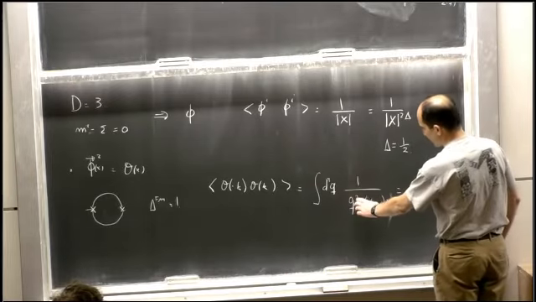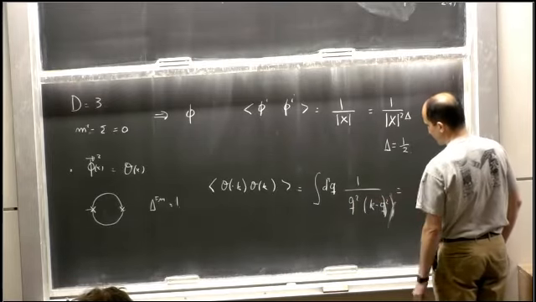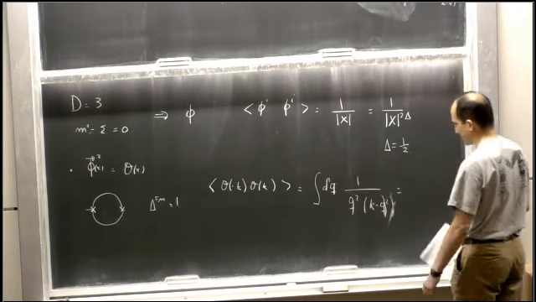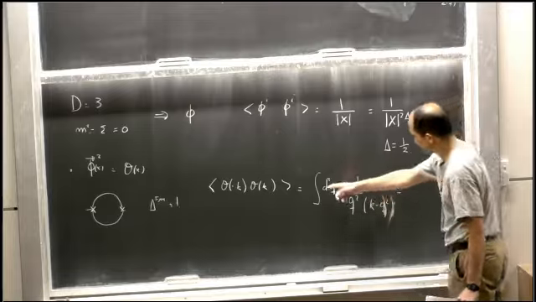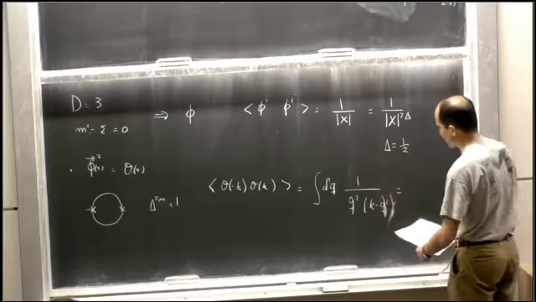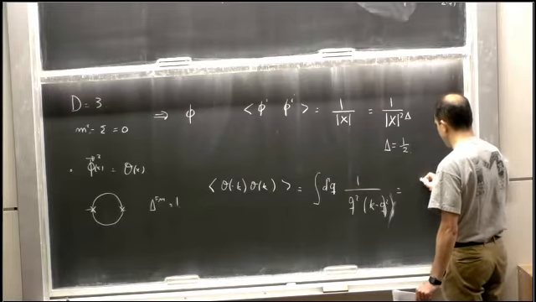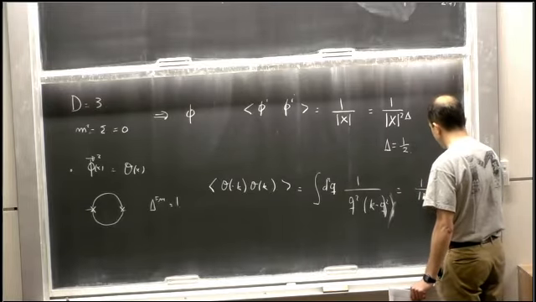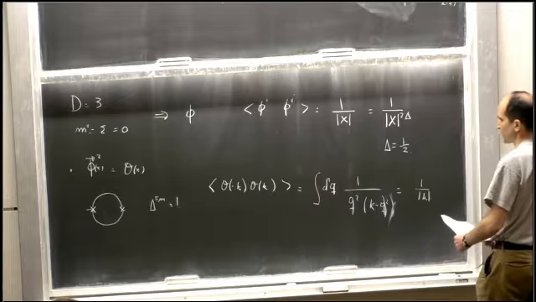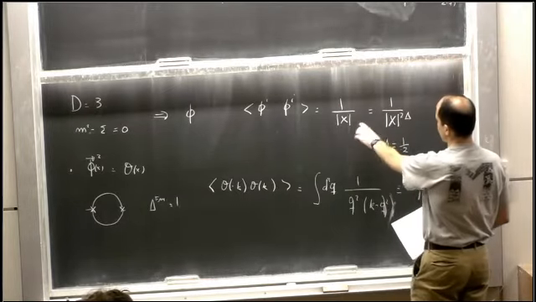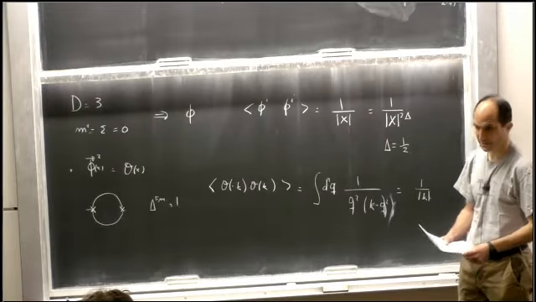So this is some integral. It's a convergent integral, so it has no infrared divergences or UV divergences. And the result can be determined by dimensional analysis. So the only thing that appears here is k. So this whole thing goes like 1 over k. And of course, the Fourier transform of this gives us 1 over x squared, which was the free result.